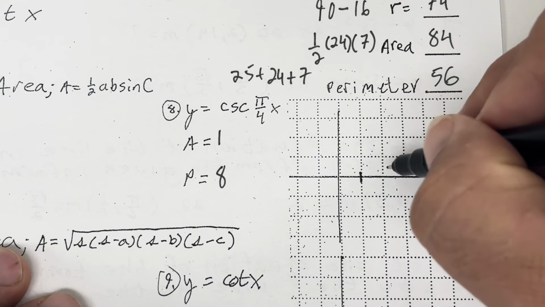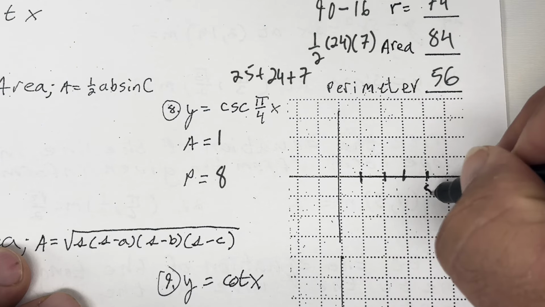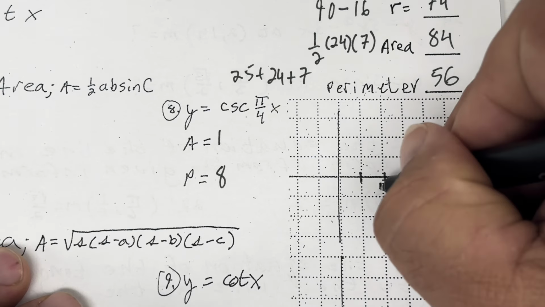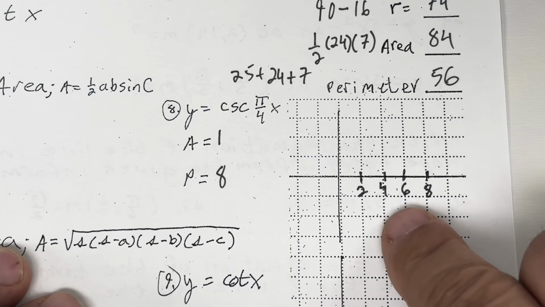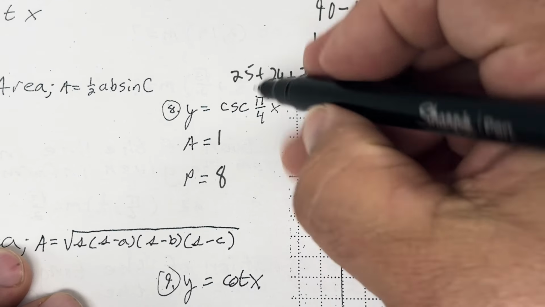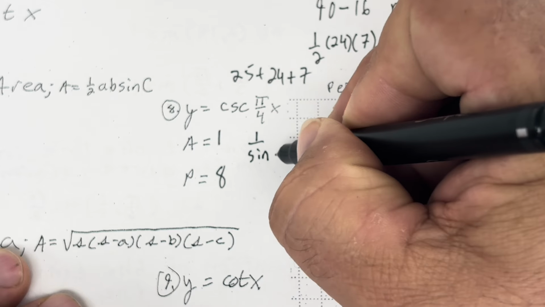So we go out 1, 2, 3, 4, and we're going to put an 8 there. Half of 8 is 4. Half of 4 is 2. Multiply 2 by 3, and that would give us 6. 2, 4, 6, 8. Cosecant is 1 over sine.